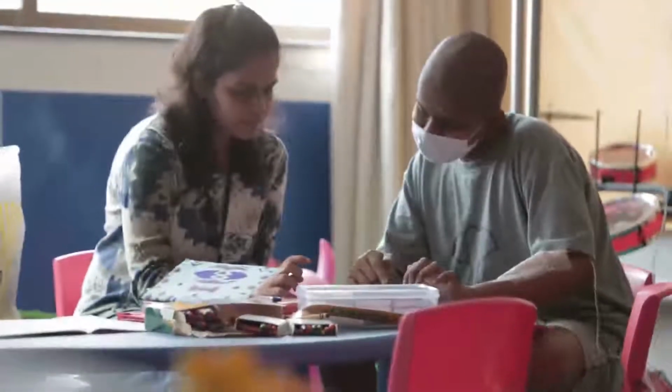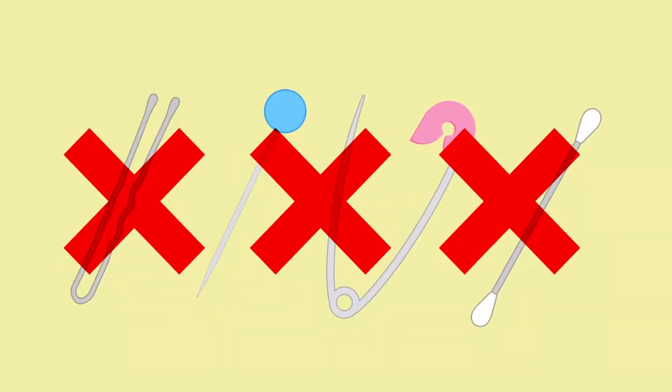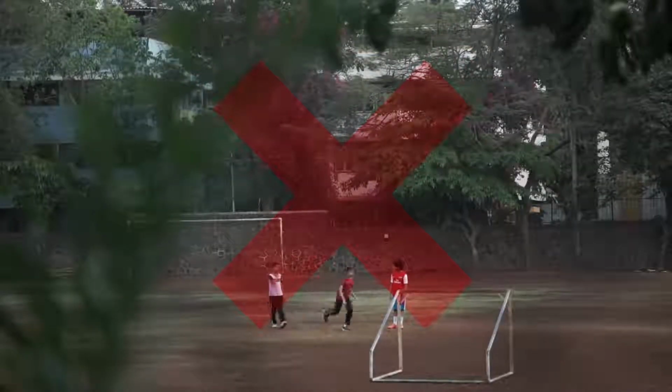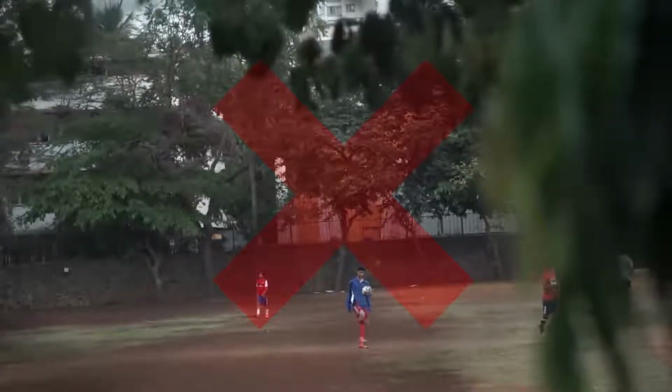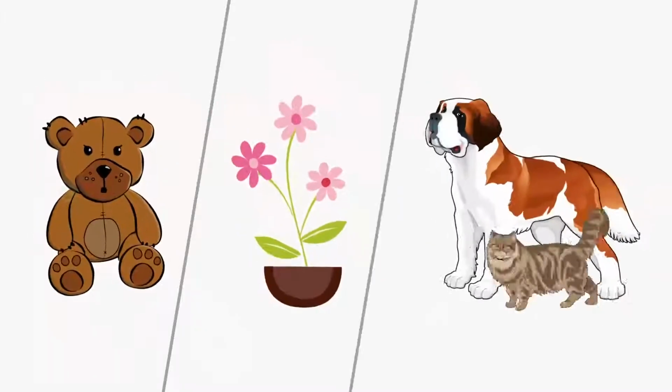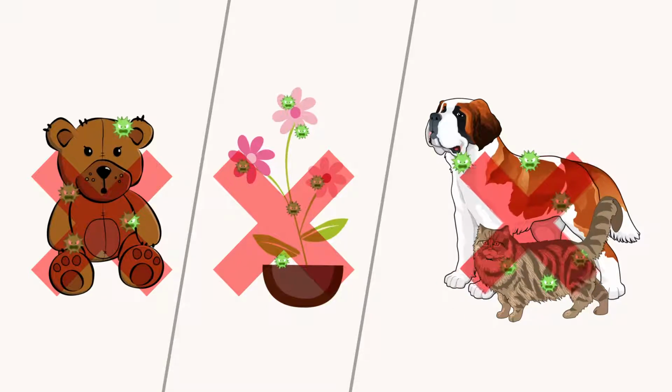To minimize the risk of injury or bleeding, make sure the child plays with safe toys and does not put any sharp or small objects into their nose or ears. Also, avoid sports and other activities that might result in injury. Do not allow the child to play with any stuffed, furry or dirty toys, flowers and plants, and pets, as these may carry germs that cause allergies and infection.